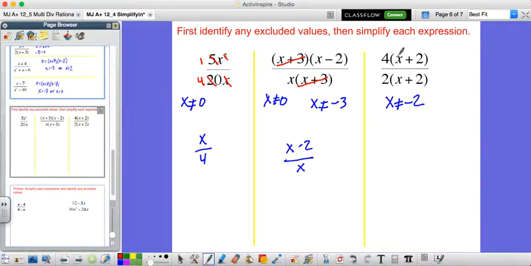Now let's do some simplifying. X plus 2, x plus 2. 4 over 2, we know is just 2 over 1. So simplifying this whole expression, we just get 2. As long as x is not negative 2, we'll get 2 back.